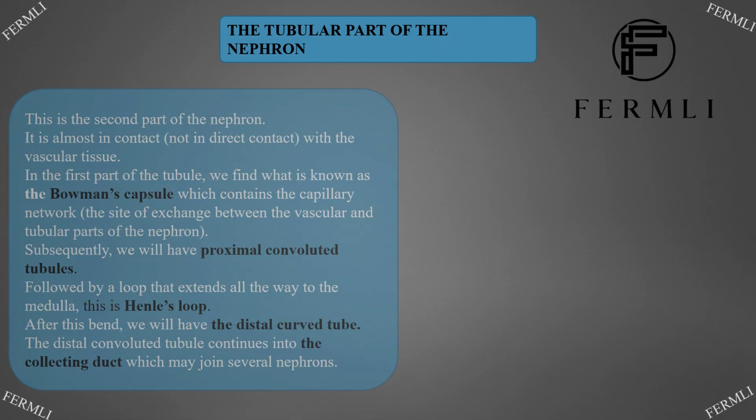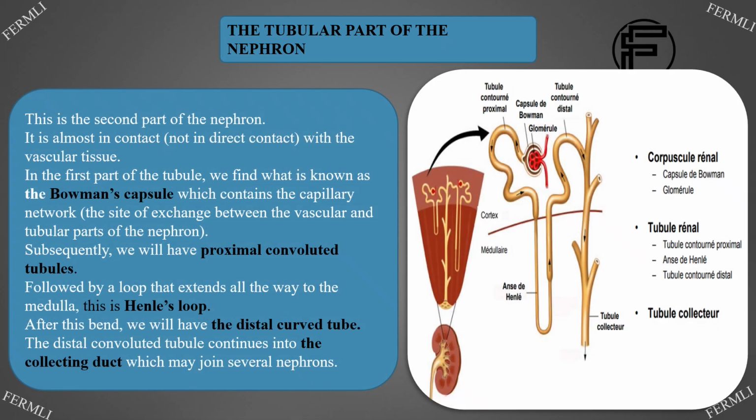The tubular part of the nephron. This is the second part of the nephron. It is almost in contact, though not in direct contact, with the vascular tissue. In the first part of the tubule, we find what is known as the Bowman's capsule, which contains the capillary network, the site of exchange between the vascular and tubular parts of the nephron.